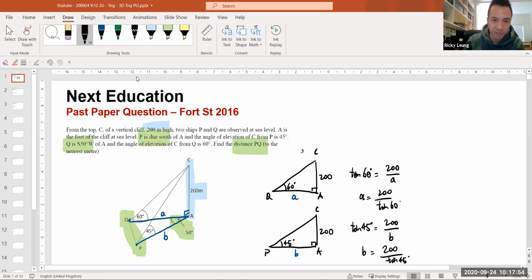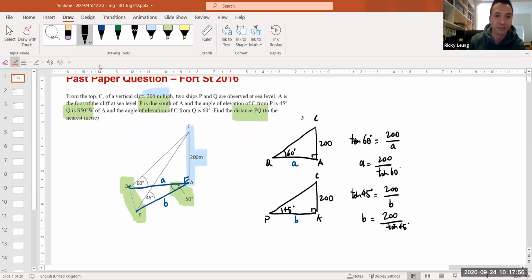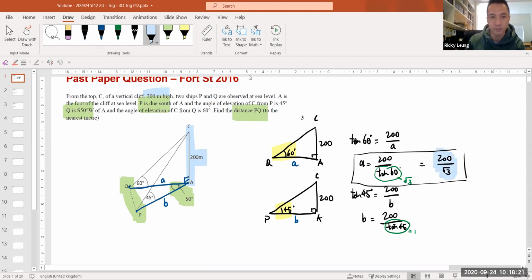Now, in this question, it's quite nice because they use nice exact values, 60 degrees and 45 degrees. So let's put them in. I know that tan 60 is √3, and I know that tan 45 is 1. So you get 200 on √3 as your value for A, give that a nice blue highlighter there. And for B, that's 200 on 1, which is 200. Put a box around that.